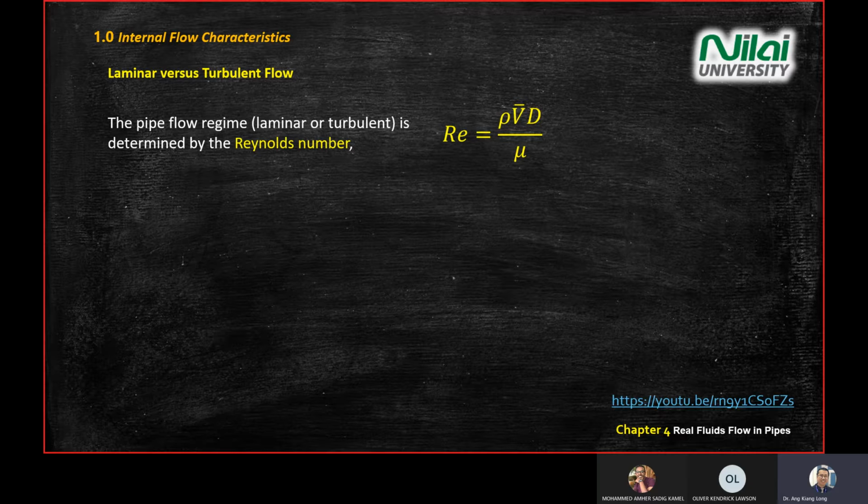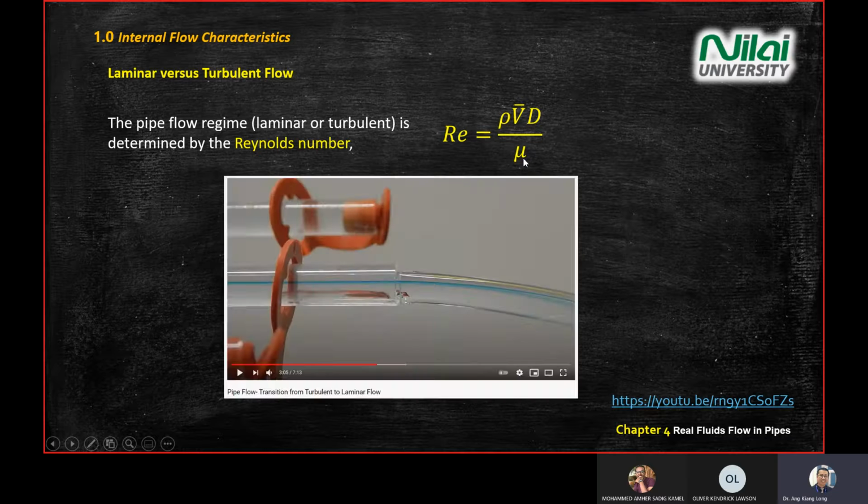The Reynolds number is given by the equation you see on the screen: Reynolds number equals rho V d divided by mu. Rho is density, V with the hat is average velocity, d is the diameter of the pipe or the channel, divided by viscosity. This is dynamic viscosity. All right, so let's look at one video about the behavior of laminar and turbulent flow.